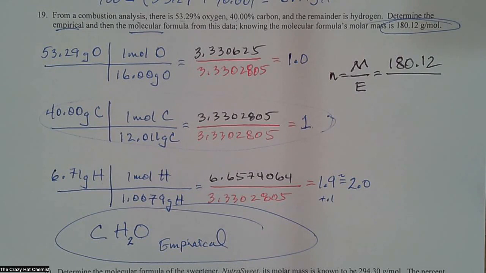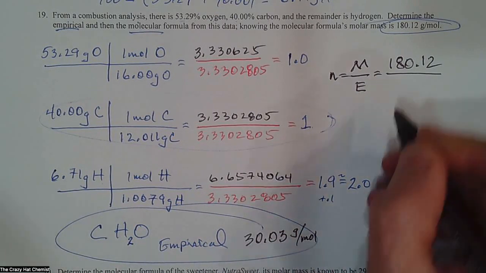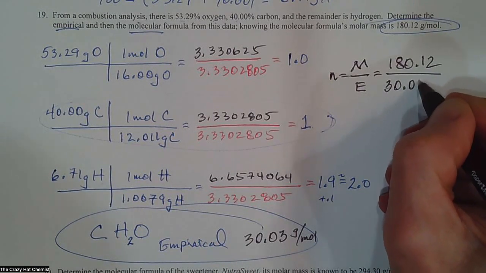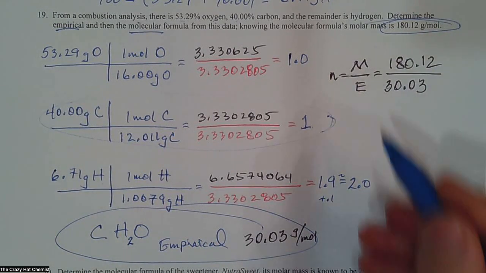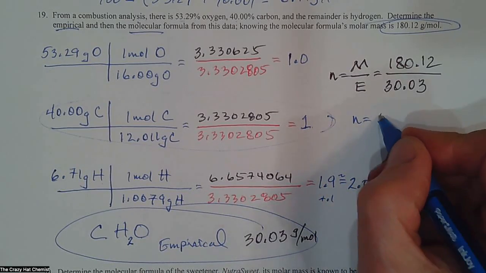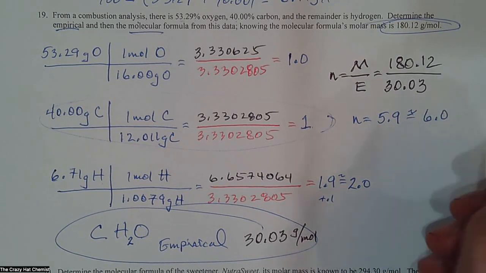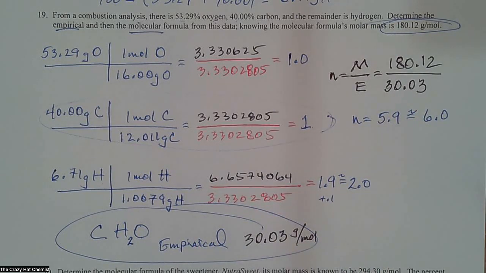So you have to calculate this using your periodic table, and that's 30.03 grams per mole. So what we're going to do is divide these and get our n value for this, and our n value comes out at 5.9, which would round to 6.0 if I add a tenth. So that means my multiplying factor is 6. So I'm going to multiply this by 6, and that will get me my molecular formula.